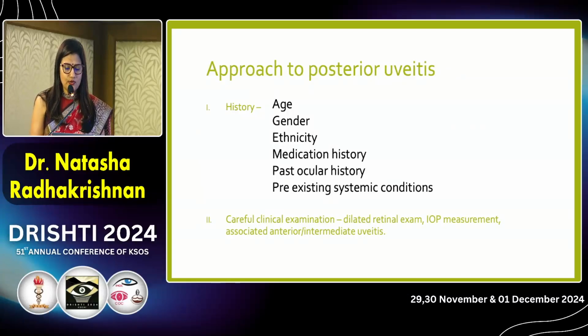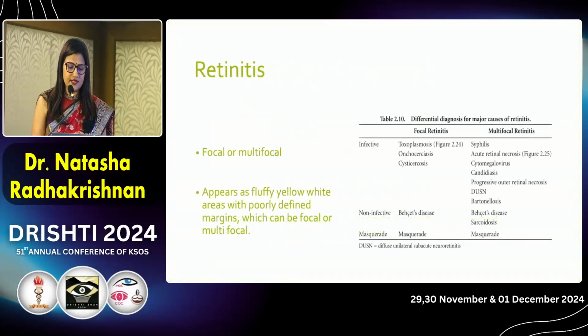History, of course: you can look at the age of the patient, the gender, ethnicity, the history of medications, past ocular history, pre-existing systemic conditions. Some of them will come in telling you that they have this and this problem. Then careful clinical examination, a dilated retinal examination. I cannot emphasize this enough. So many patients are treated primarily as an anterior uveitis without dilated examination to look at the posterior segment and associated anterior and intermediate uveitis.